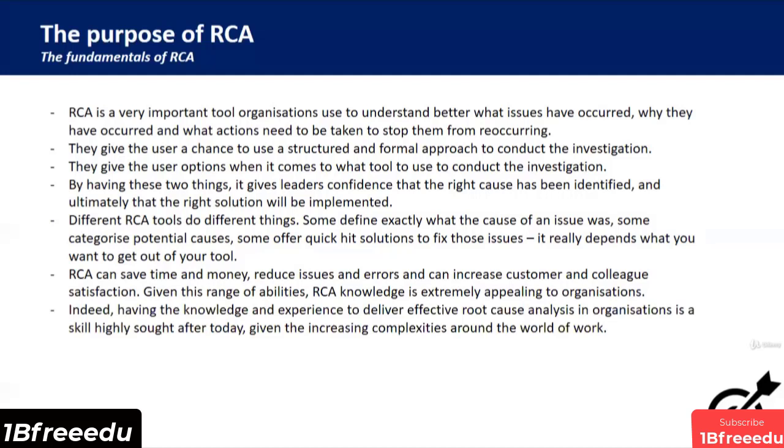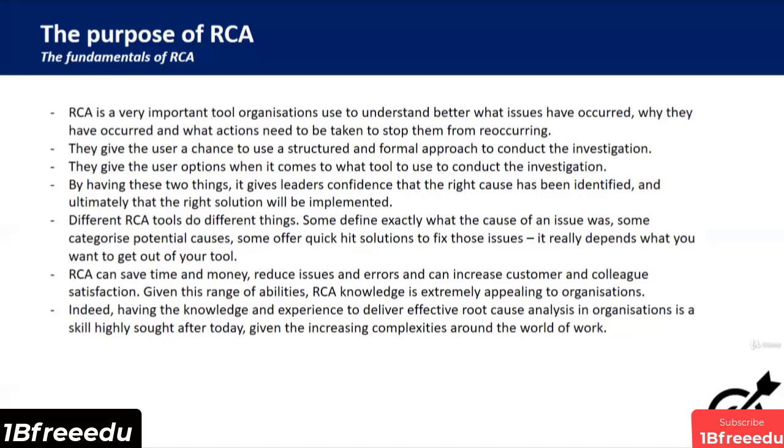And indeed, having the knowledge and experience to deliver effective root cause analysis in organizations is a skill highly sought after today, given the increasing complexities around the world of work. I've spoken to many organizations, and one of the key skills they really wish that staff had was the ability to root cause.